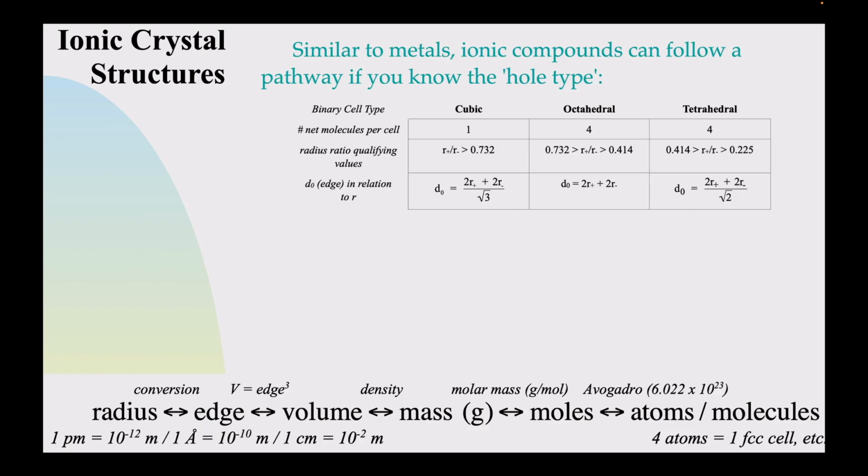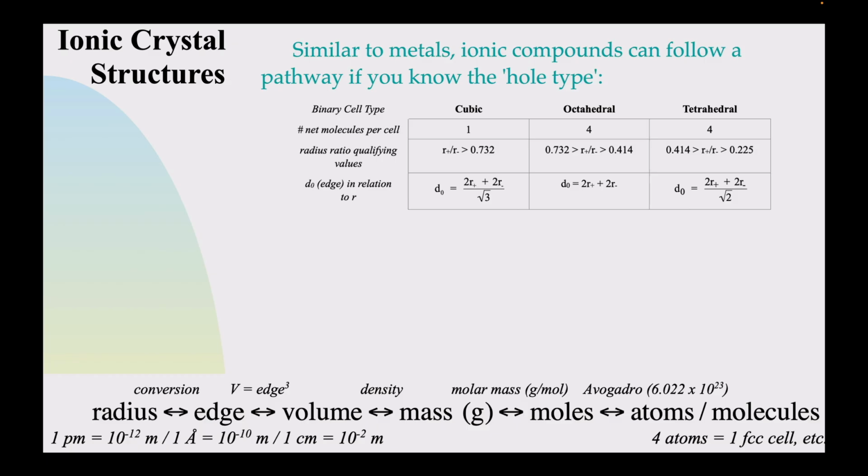Now a lot of the things we're going to do though will be octahedral. Octahedral systems have 4 molecules per cell. So you could have 4 sodium chlorides per unit cell, or 4 lithium chlorides we just did per unit cell, all those kind of things. But like with the metals, we also need some kind of relationship between the edge and the radii. And that's what the lowest row is right there. It says edge in relationship to r.